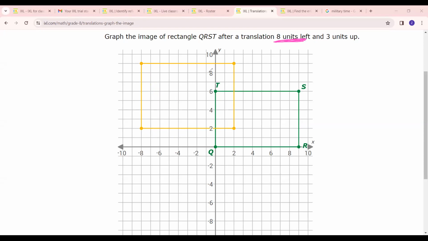Yes, sir. So we got 8 units to the left. That's going to be 1, 2, 3, 4, 5, 6, 7, 8. How many units up? That's going to be 3 units up. So it's going to be 1, 2, 3. Okay, so that's where this point is.